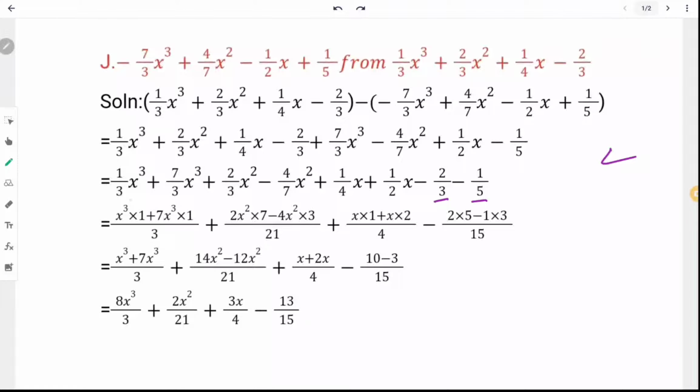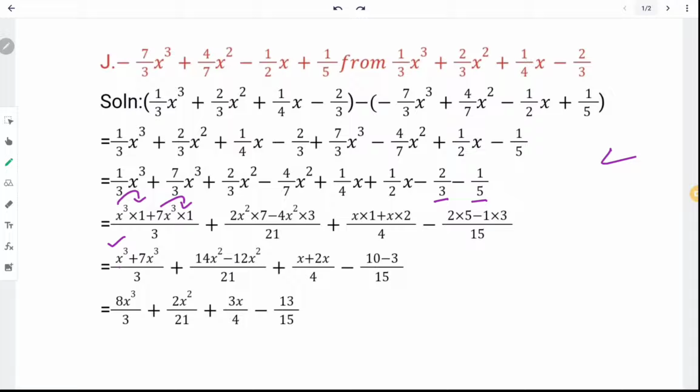All right, so let's multiply first. x cube into 1, x cube. 7x cube into 1, 7x cube. 2x cube into 7, that means 2 7s are 14, x square. Same thing, 4 3s are 12, x square. x into 1, x into 2, 2x. 2 5s are 10, 1 3s are 3. All right, once we're done with the multiplication, now we'll simplify.